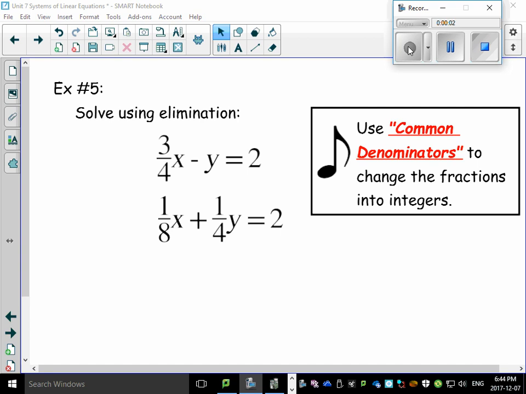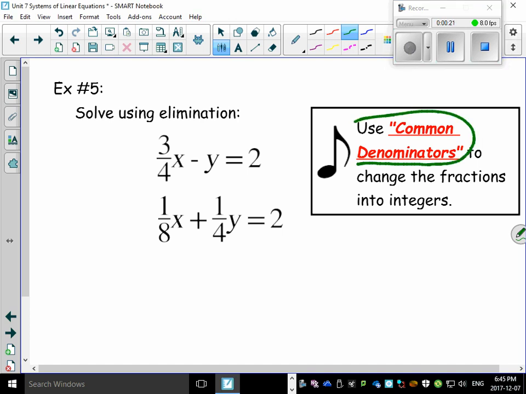Oh my God. Fractions. Panic! No, you don't. Let me show you what to do. You're going to absolutely love this. Watch this. You're going to solve this by elimination, but check this out.